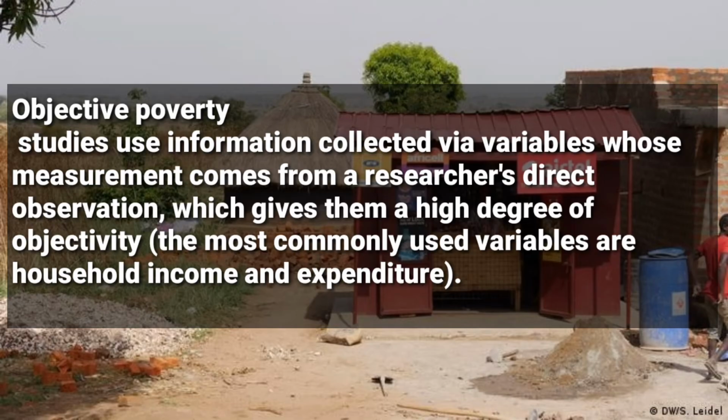Yeah, and the most commonly used variables for measurement of poverty are household income and expenditure. They look at the household income, how much they earn, and how they spend to measure poverty. And that is objective poverty. It is based on information that is gotten by researchers from direct observation. They see for themselves what happens.